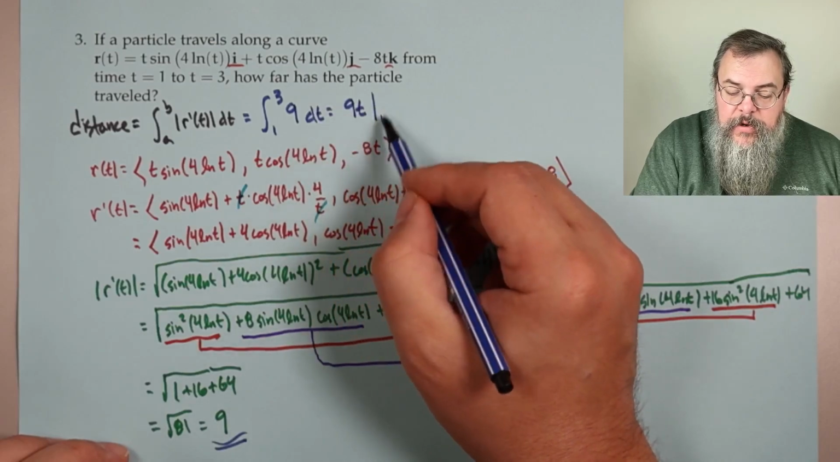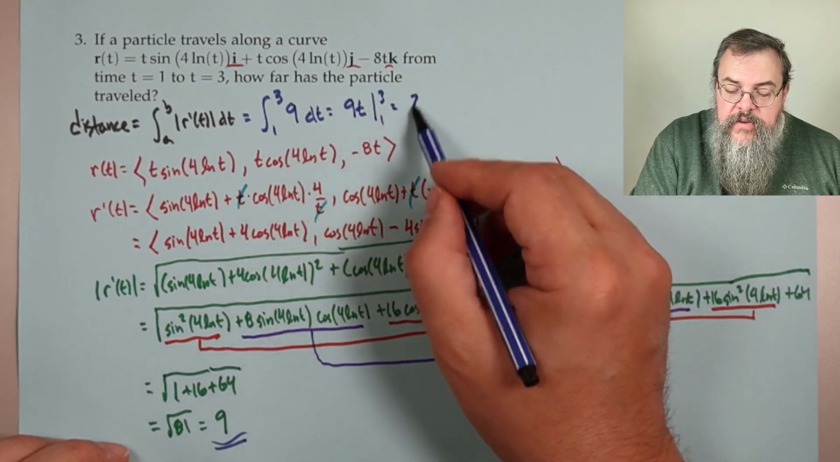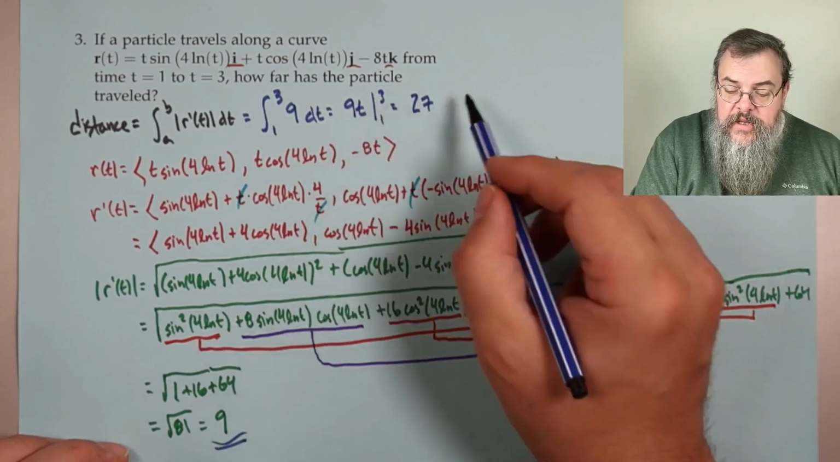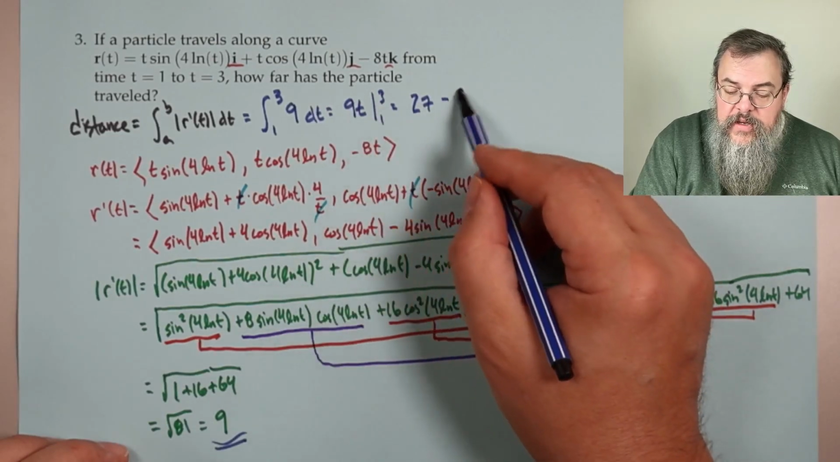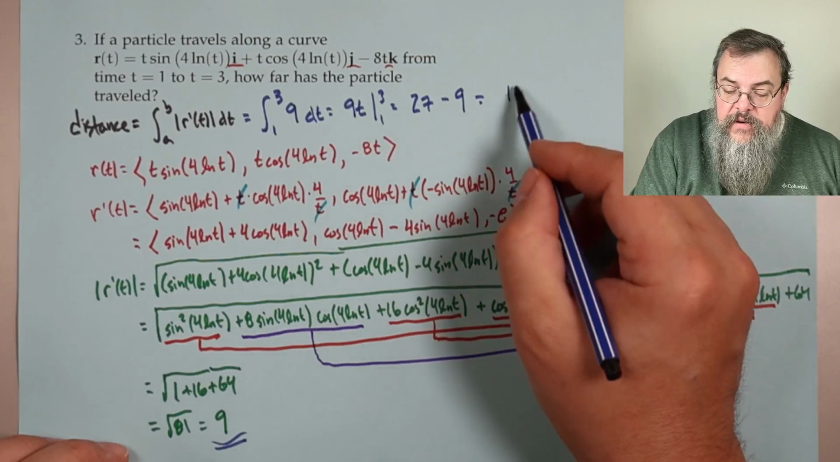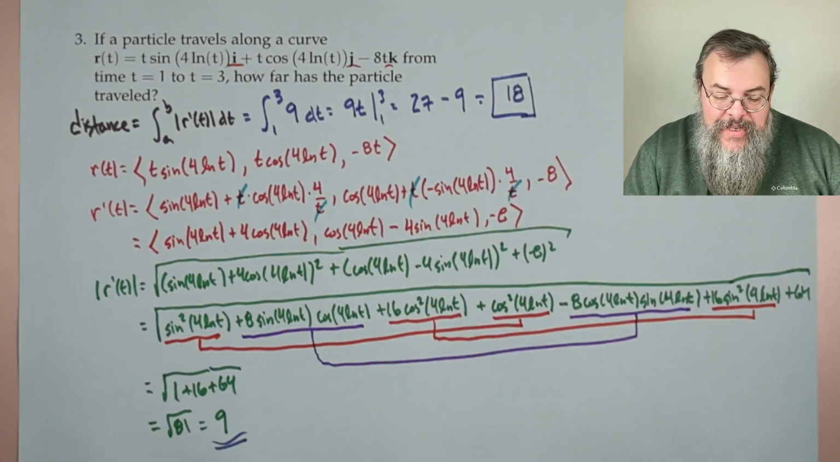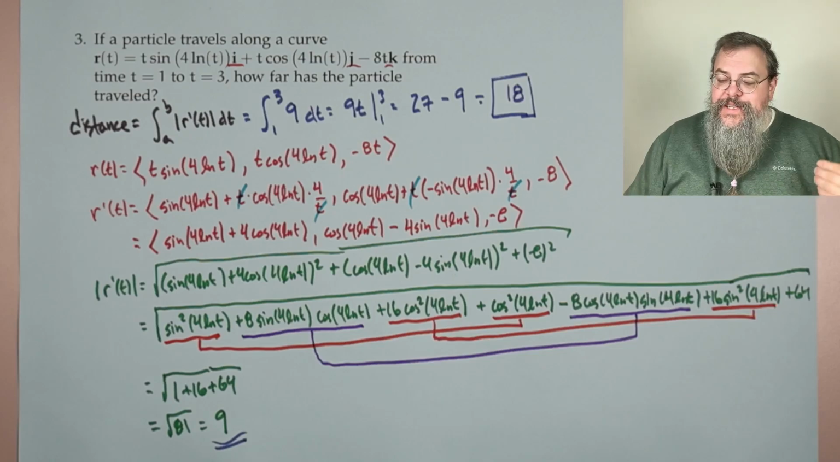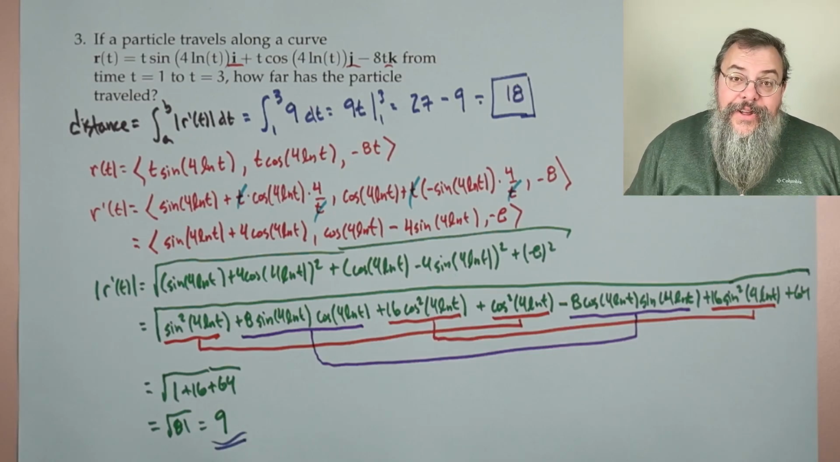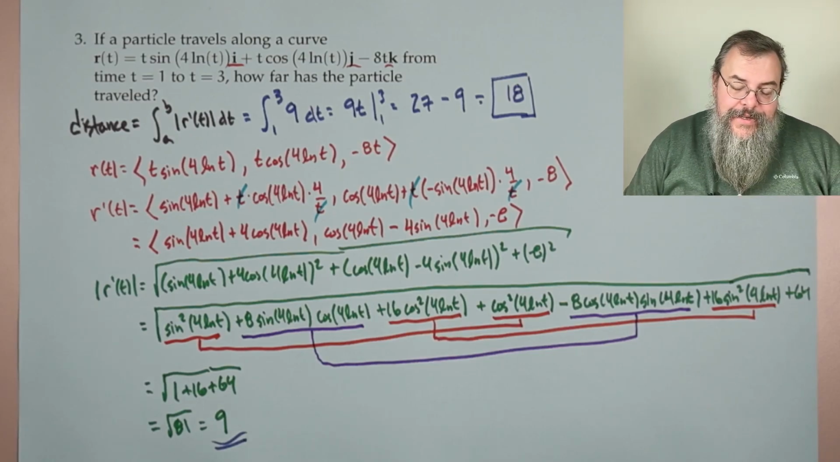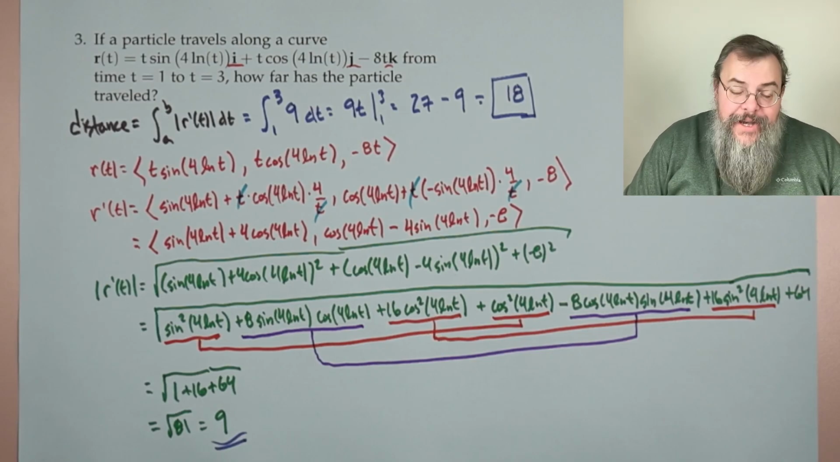That's 9t from 1 to 3, which is 27, 9 times 3. Subtract 9 times 1, giving us our final answer of 18. So the particle has traveled 18 units along this curve. And there we go. Wow.